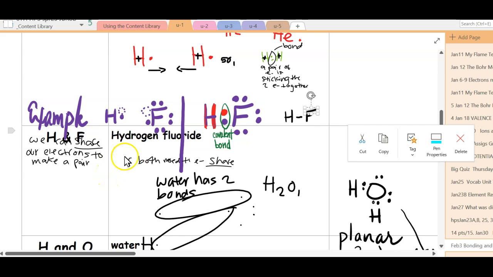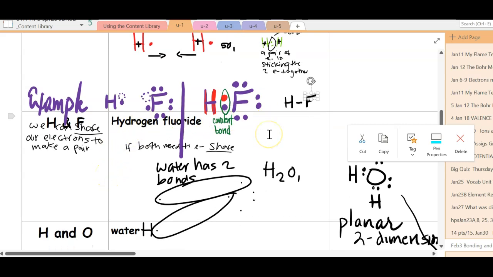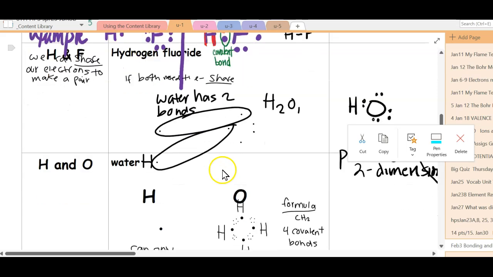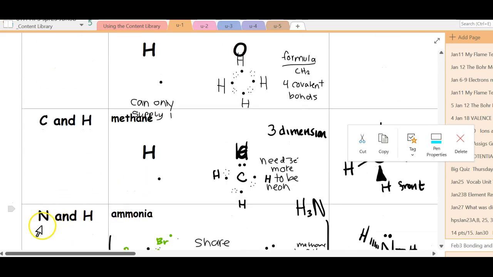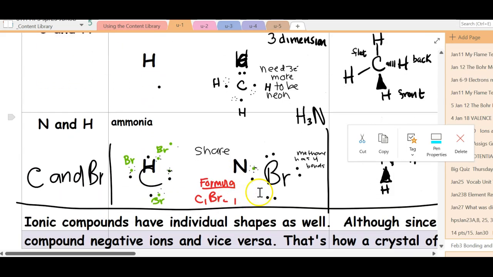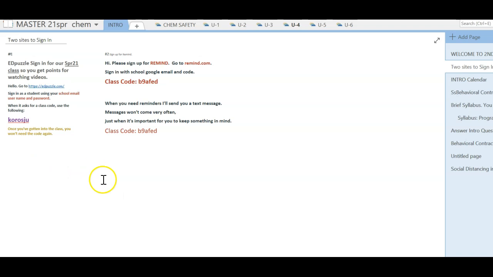Hydrogen fluoride. And then hydrogen and oxygen, and then carbon and hydrogen, then nitrogen and hydrogen. And we saw the Lewis dots, and in these, we saw that there was sharing going on.